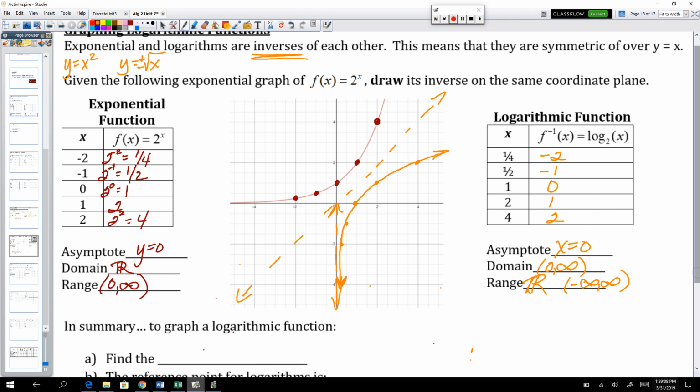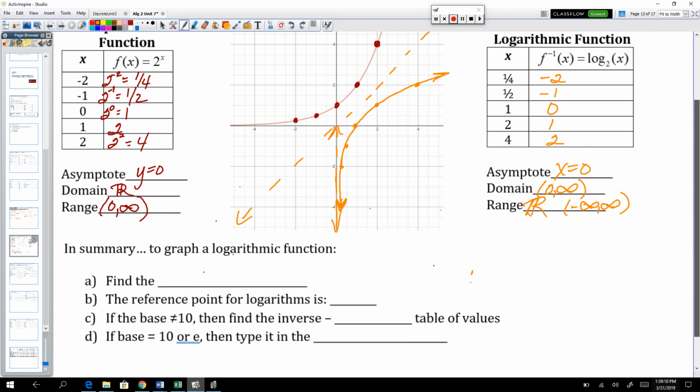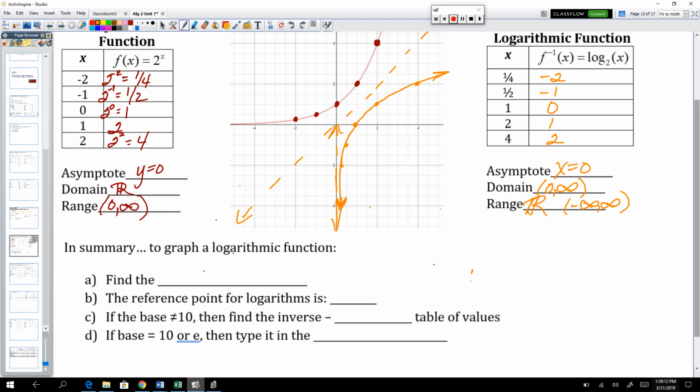So in any case, we see how these things act. They have vertical asymptotes instead of horizontal. We'll want to find the reference point for logarithms. Now remember, for exponentials, it was 0, 1. So what do you think the logarithm reference point is going to be? Yep, just the opposite, 1, 0.